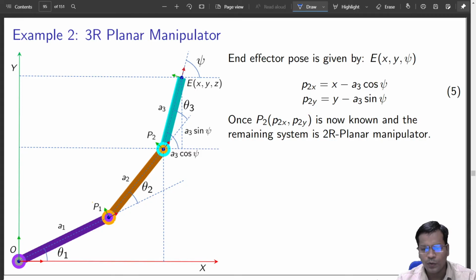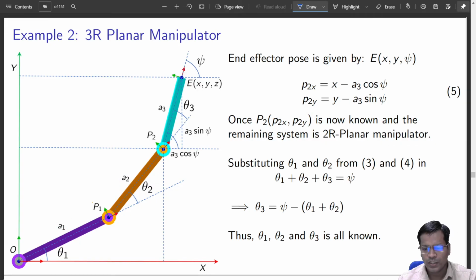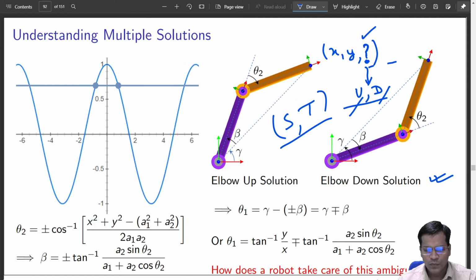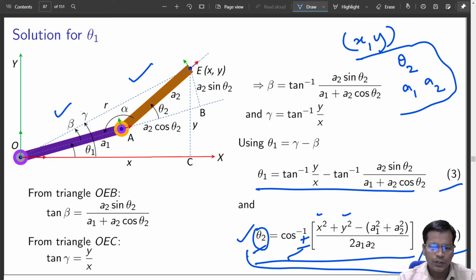That means you now know P2 completely, which is now known, and the remaining system is a 2R planar manipulator. So now I'll use P2 x and y and lengths A1 and A2 to find out theta 2 and theta 1. So now you know theta 2 and theta 1 using the earlier system that we did just now using equation 3 and 4. Let me take you there. So this was your theta 1 and theta 2 using these two equations. You know this point, so you have calculated these angles.